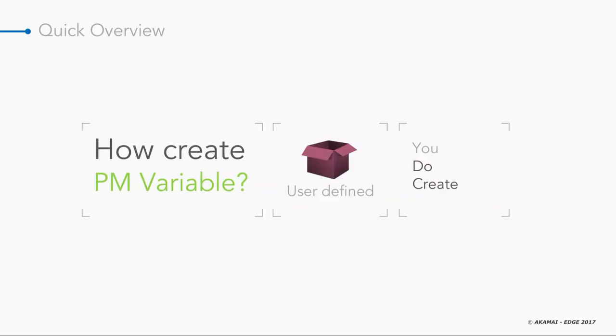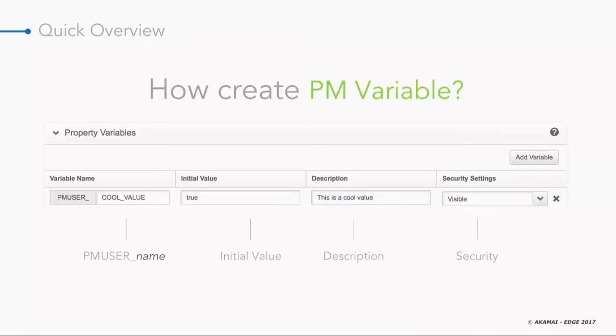Okay, so how can you create a property manager variable? If we talk about user-defined variables, you can create them using the property manager. You will find a box, something like this, and you'll have 4 fields. In this case, the first one is the variable name. As you can see, there is a fixed prefix here, which is PM_user, and then you can select the name that you would like to give to the variable. Then there is an optional field for an initial value. In this case, it's true. Then a little description about the variable. And finally, you must select between 3 options for security settings.